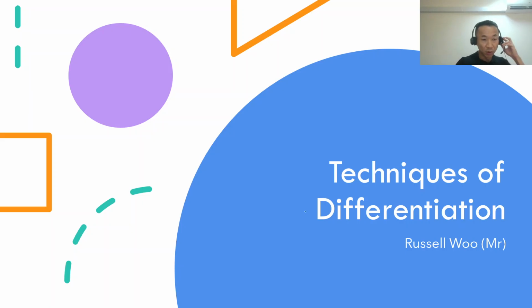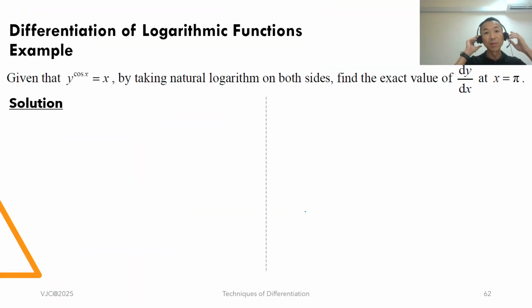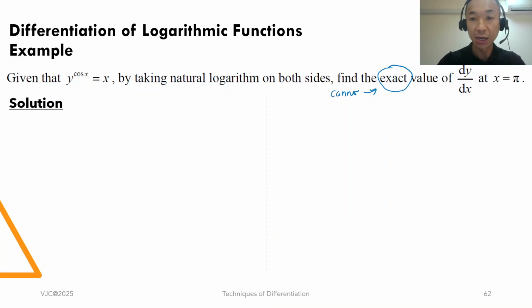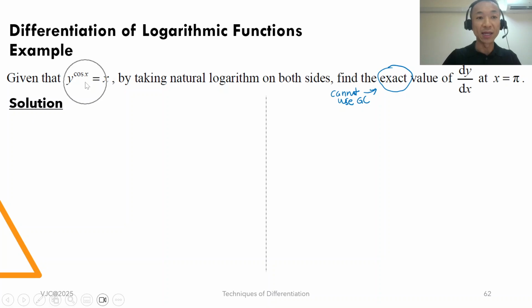In this next example on differentiation of logarithmic functions, let's take a look. You are given this expression, and by taking natural log on both sides, they already give you a hint. Find the exact value. Exact would suggest that you cannot use GC. Because if they didn't say exact, don't waste time, just go to GC, make y the subject, key this in, and that's it.